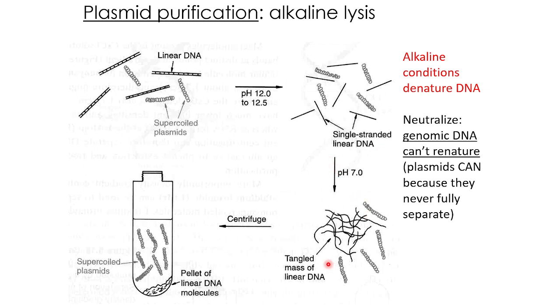where there is a tangled mass of linear DNAs, and after that we centrifuge it. The pellet will contain your linear DNA molecules, whereas the supercoiled plasmids will remain in your aqueous solution. So from this you can separate the two and then undergo your plasmid purification. The other thing is that genomic DNA can't renature, but plasmids can, because they never fully separate.